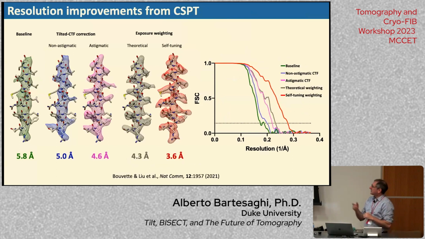So this is from the 2021 paper, the BISECT paper, where we used this strategy to get this 3.6 Angstrom resolution. And you can see there are several steps in between that I'm not going to go over. But once you have the data in this framework, you can do a lot of the things that we do in single particle cryo-EM: exposure weighting, per particle CTF correction, and other things that allow you to squeeze all the high resolution information from your data.